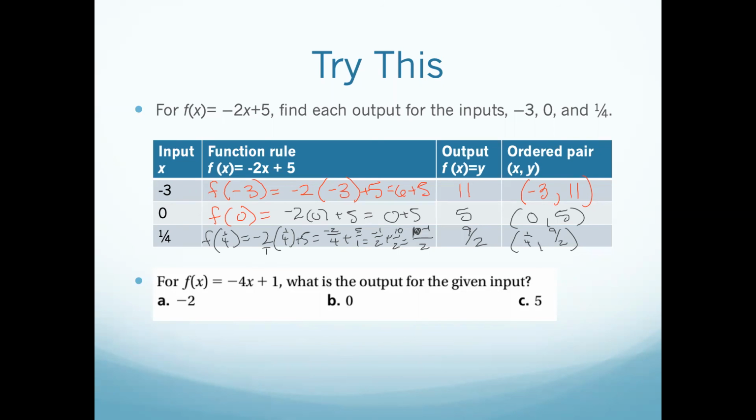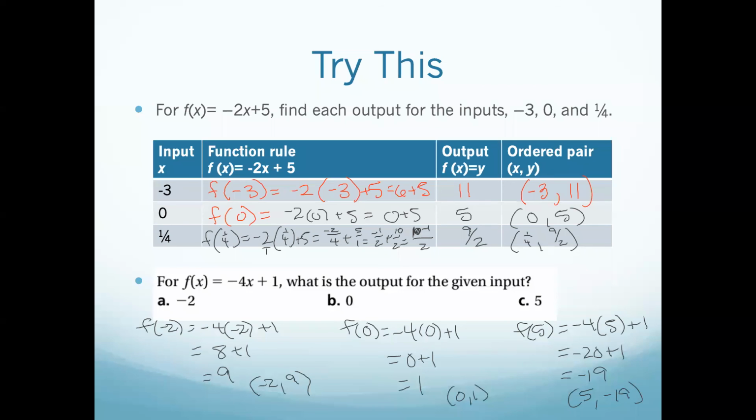Okay, now I'd like you to try the second example here for a different function. Notice it changed for all 3 values. Checking in on a equals -2, you should get an output value of 9 and an ordered pair of -2, 9. For an x value of 0 or an input value of 0, we get an output value of 1. And for an input value of 5, we get an output value of -19.